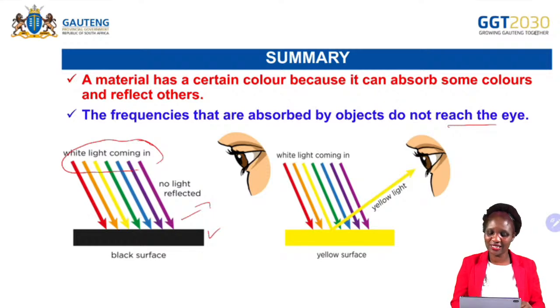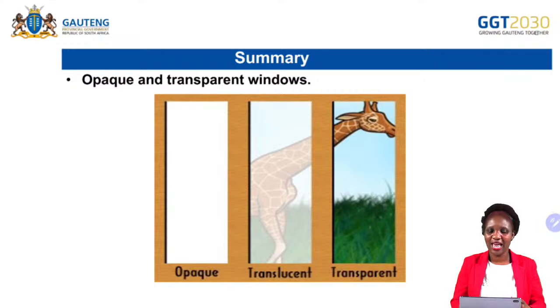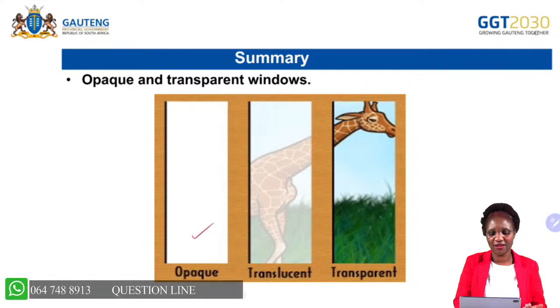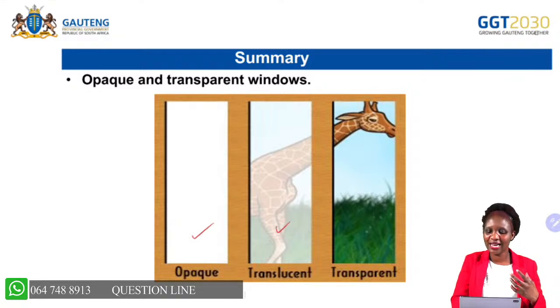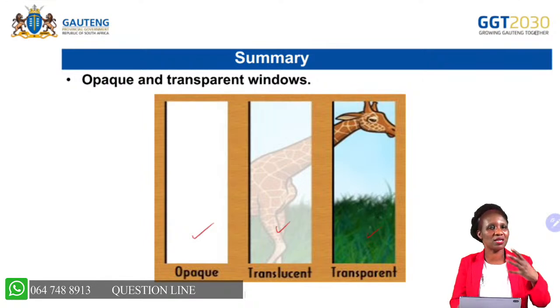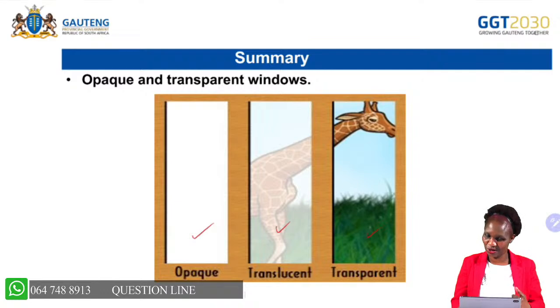And when white light is coming in and hits a yellow surface, the yellow light is going to be reflected to our eyes. Therefore, we'll see yellow. And then opaque and transparent windows. If it is an opaque window, we won't see anything. If it is a translucent window, we'll partially see an object. But if it is transparent, light is going to travel through. We're going to see the image on the other side. Why? Because light is traveling through.